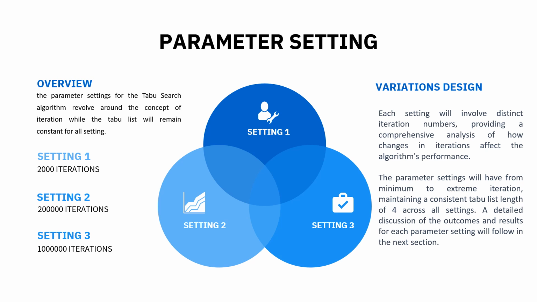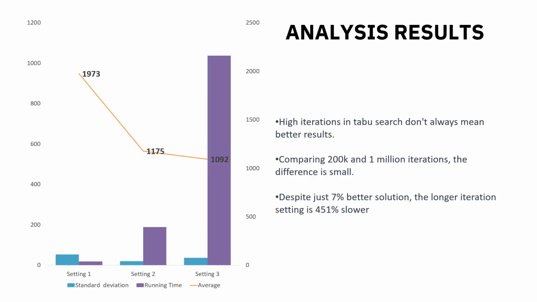Similar to taboo search and also simulated annealing, each setting involves a distinct number of iterations. Hopefully it should provide a comprehensive analysis of how a change in iterations will affect the algorithm performance. So the parameter setting will go from minimum to extreme iterations as I explained, maintaining a consistent taboo list length of 4 across all. So let's just move on to the results.